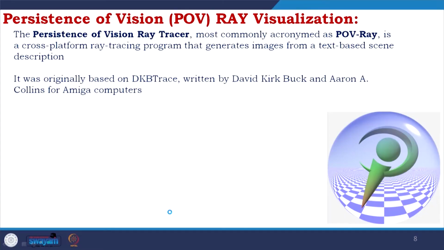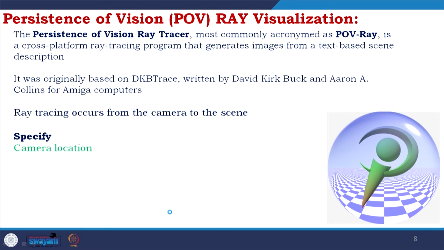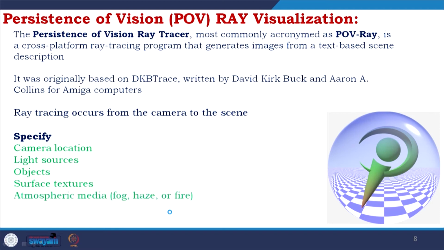It was originally based on DKBTrace, written by David Kirk Buck and Aaron A. Collins of Amiga computers. Ray tracing occurs from the camera to the scene, and the user has to specify the location of the camera, the source of the light, the object on which you need the ray tracing and image formation, the surface textures, and atmospheric media like fog, haze or fire.